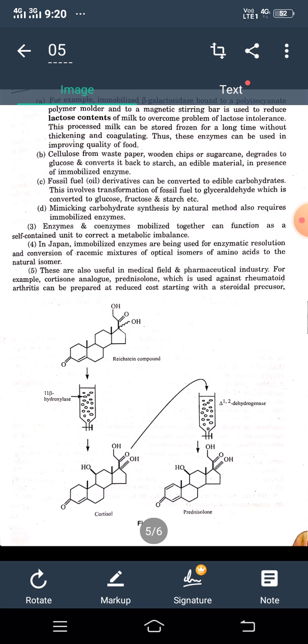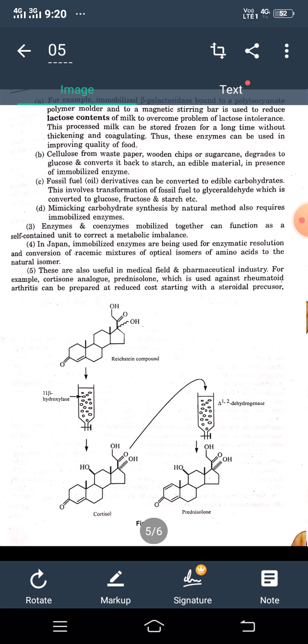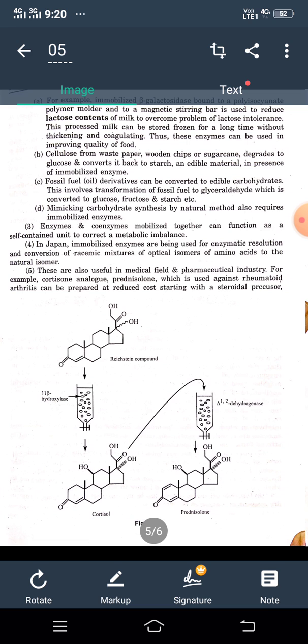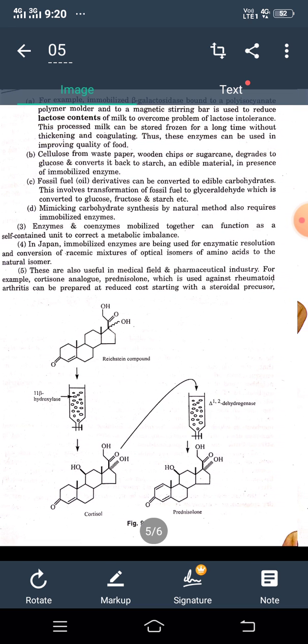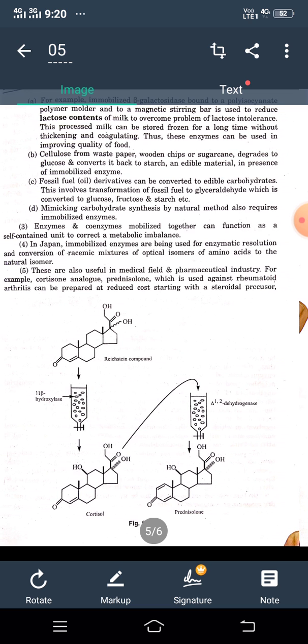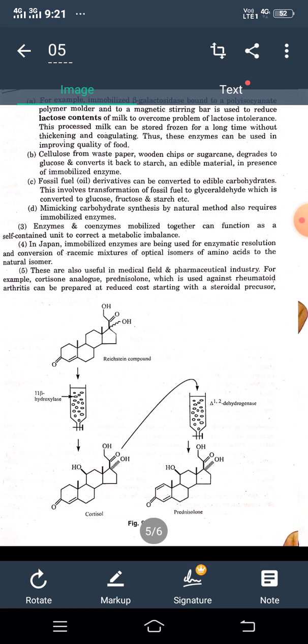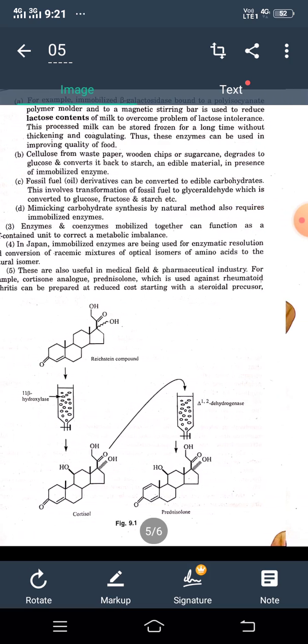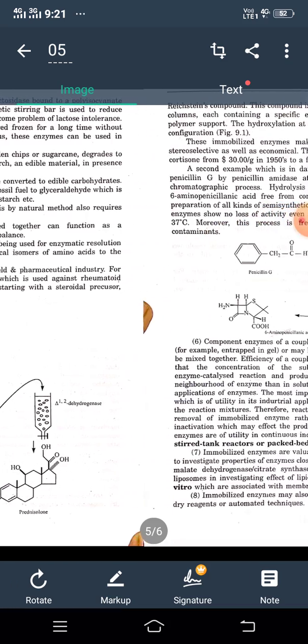In Japan, immobilized enzymes are being used for enzymatic resolution and conversion of racemic mixture of optical isomers of amino acid to the natural isomer. These are also useful in the medical field and pharmaceutical industry. For example, cortisone analogs such as prednisolone, which is used against rheumatoid arthritis, can be prepared at reduced cost starting with a steroidal precursor, as shown in the following diagram or reaction you can see.